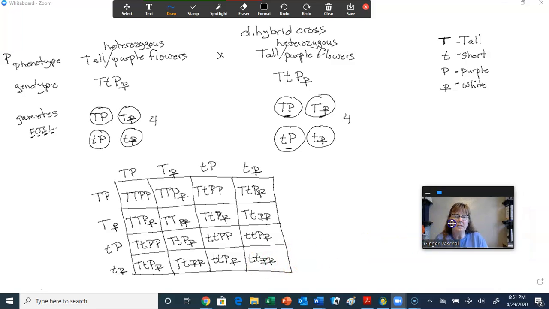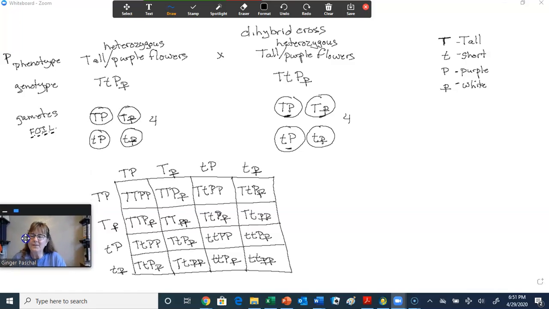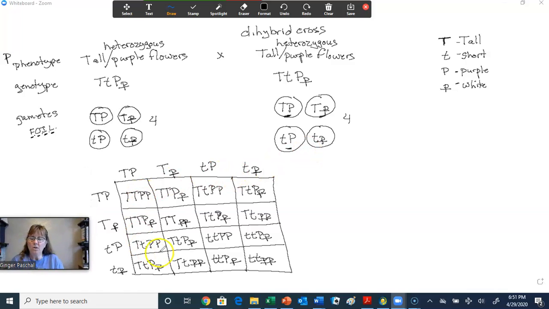Now, let me scoot over there. These are all the possible genotypes of the offspring. We're not going to talk about ratios of the genotypes. That would be crazy numbers. But let's talk about phenotypes.